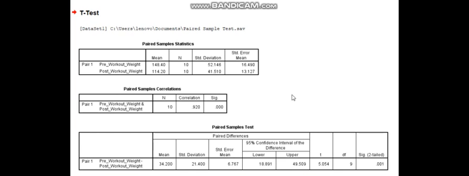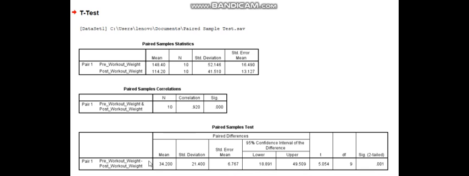But now that we've established them as different, how do we know which one is higher? So one way would be to look at the two means of the two variables. So 148 is higher than 114, so we can say that the first variable, which is the pre-workout weight, has a higher mean. Additionally, we can also look at the signs of the mean difference and the t-score. Now here the positive signs indicate that the variable 1, the first variable, has a higher mean, which in this case is the pre-workout weight.